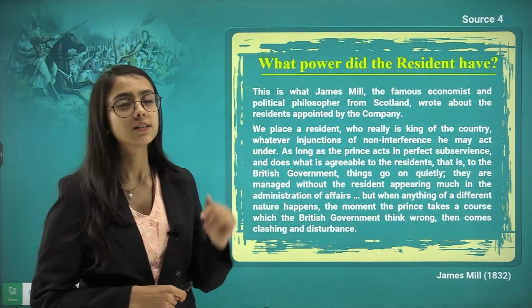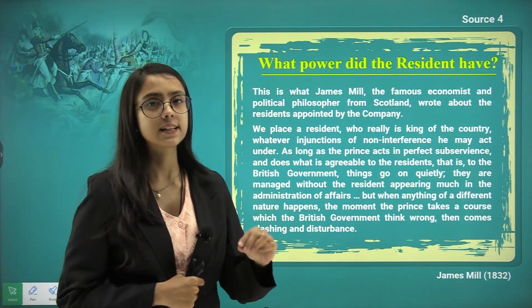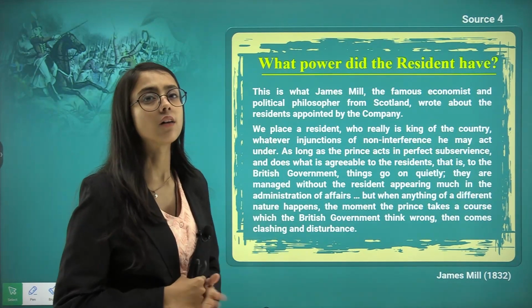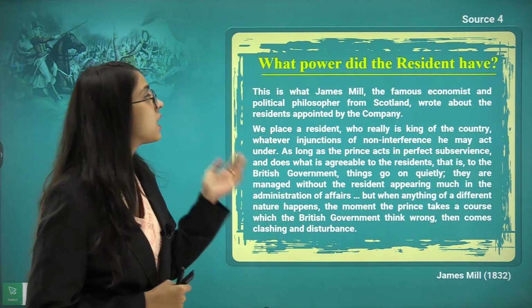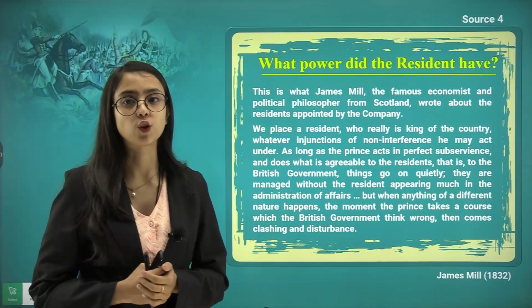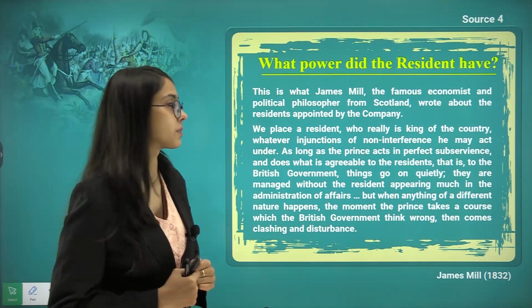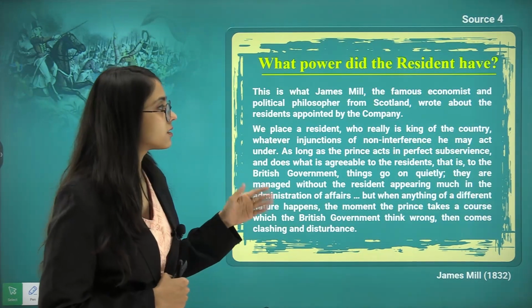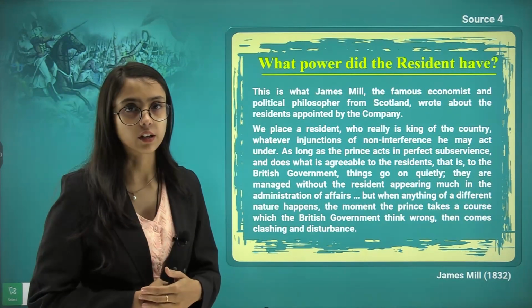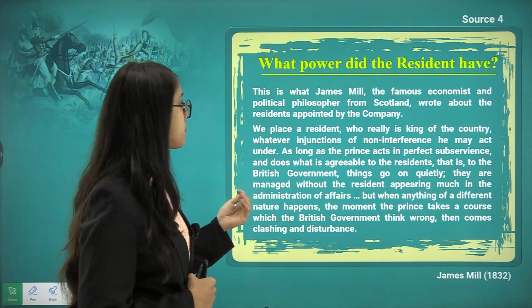What power did the resident have? As we discussed, there were residents in the court of local state rulers. Now, what were the powers of this resident? Let's see. This is what James Mill, the famous economist and political philosopher from Scotland, wrote about the residents appointed by the company. So, we place a resident who really is king of the country, whatever injunctions of non-interference he may say.